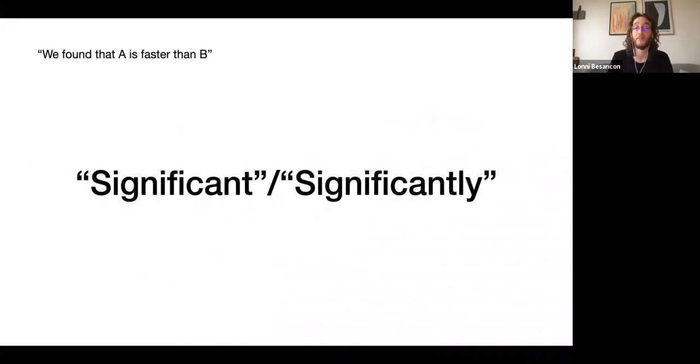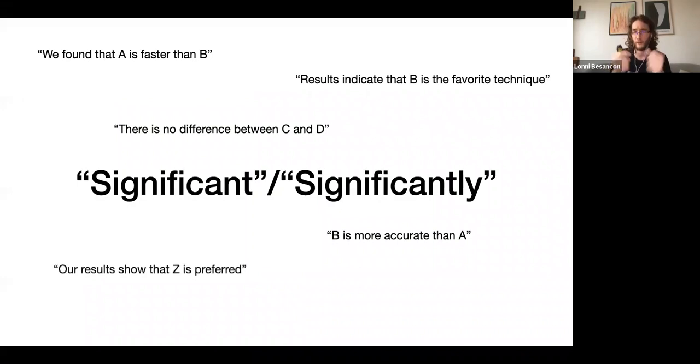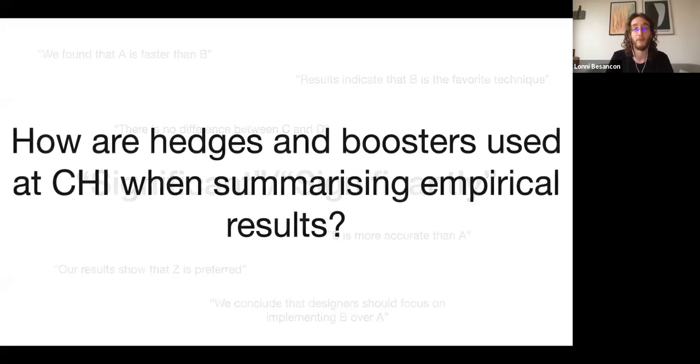And so, as I said before, we only looked for significant, significantly. There's lots of ways to be very certain in what you're saying beyond these two words. And the idea was to try and look at this in the same kind of literature that we did before, but going beyond this. And so we wanted to know how were hedges and boosters used at CHI, the same conference as before, when summarizing empirical results.